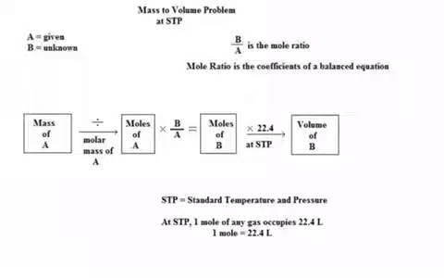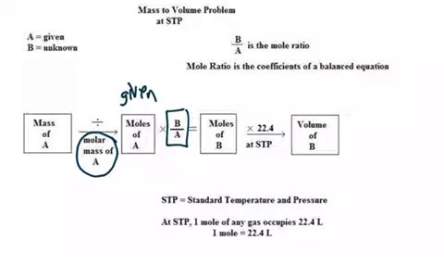So, again, the first thing you got to do is always convert from grams to moles. You do that by dividing by the molar mass. That's your first step. Once you get to moles of A, which is the given, then you're going to multiply by the mole ratio, which again is the coefficients, to get the moles of the unknown, which is B.